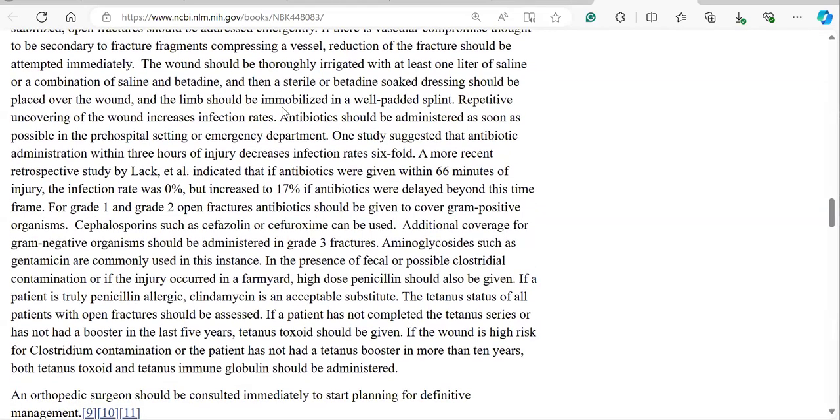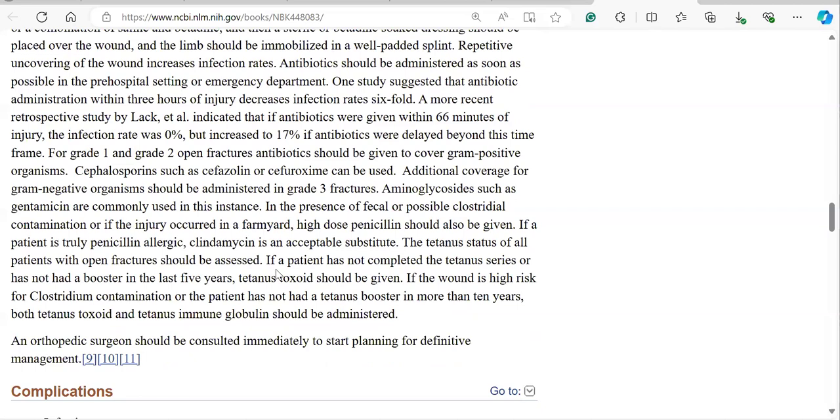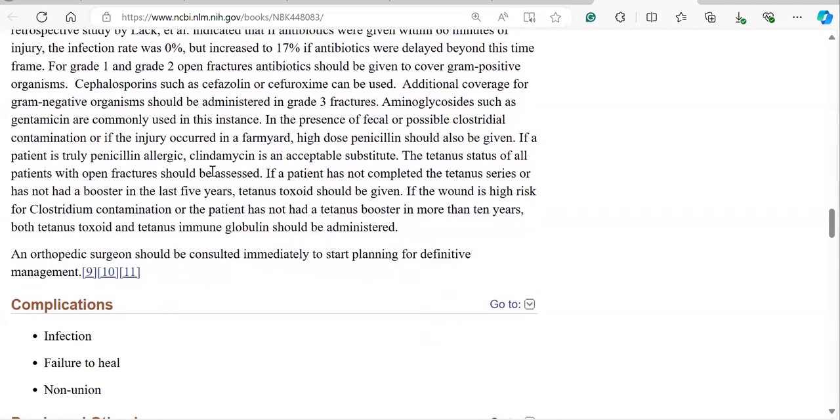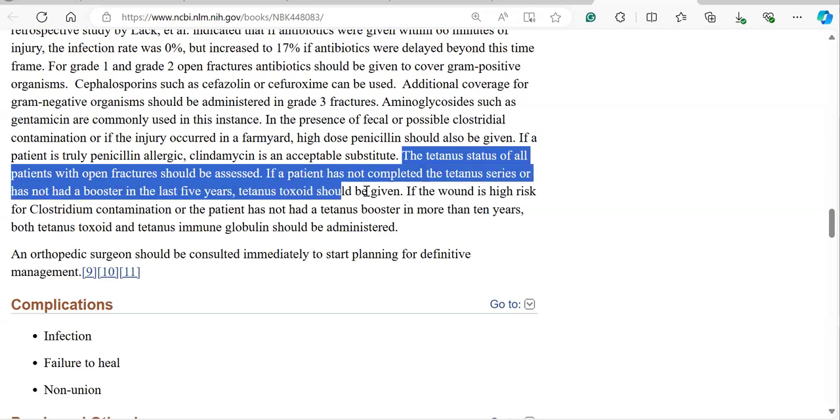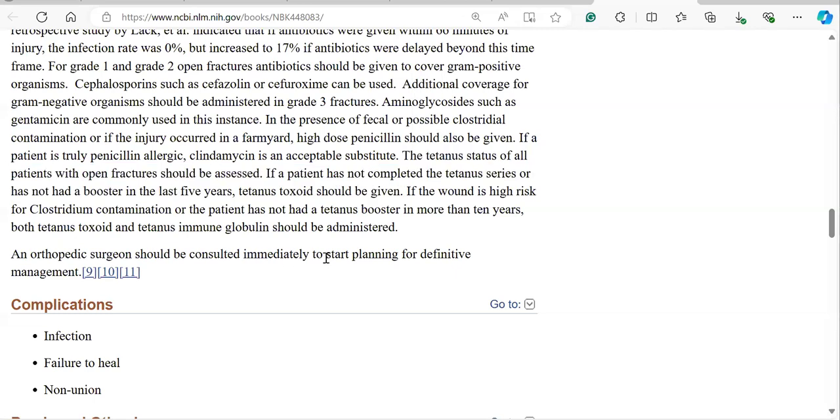After you have done the irrigation and wound debridement and everything, antibiotics should be administered as soon as possible. Okay? There are lots of antibiotics you can use. The tetanus status of all patients should be assessed. If a patient did not have a tetanus injection in the last 5 years, then you are going to start the patient with a tetanus toxoid. And then an orthopedic surgeon should be consulted immediately.